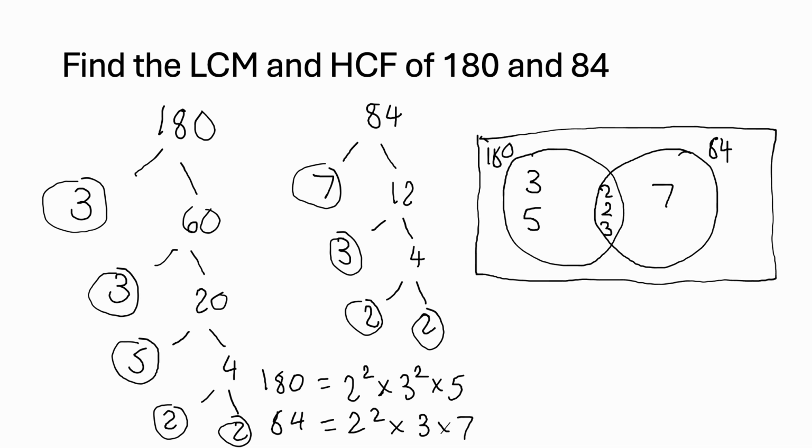Okay, so using our Venn diagram method, the highest common factor is going to be the numbers that are in the overlap between the two circles. So what they have in common, which is going to be 2 times 2 times 3. 2 times 2 times 3, so 4 times 3, which is 12.